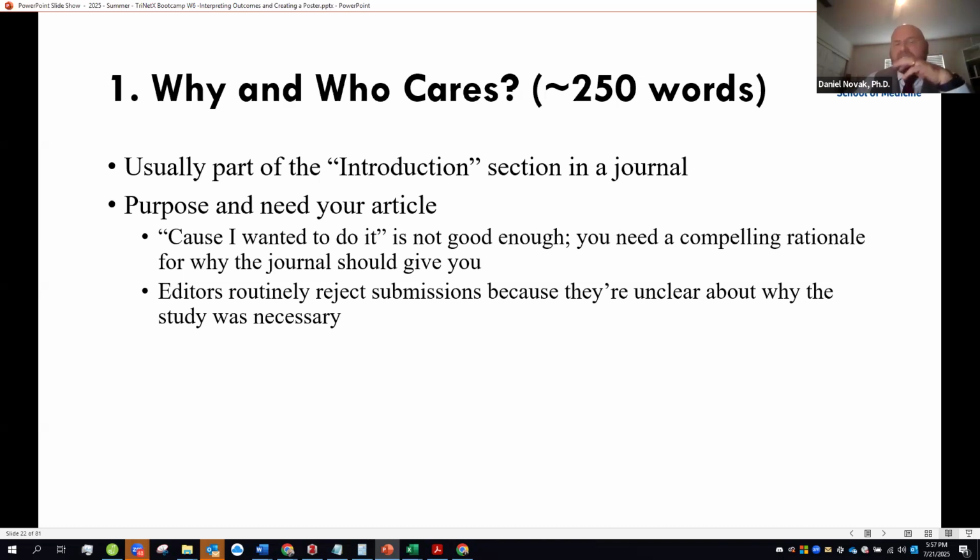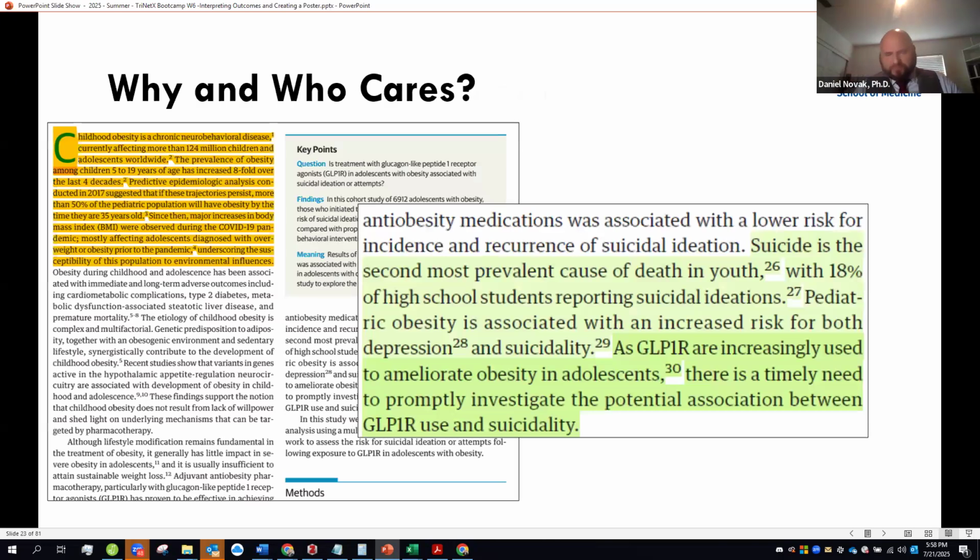Editors routinely reject submissions because they're unclear about why the study was necessary and what new is brought in by the study. This just happened with me on a paper where I was working with some students, and they did not do a good job of establishing the necessity of their study. Thus the editor said, why is this new? Why should we publish this? No, thanks. And they desk rejected it. That was a lesson for the students, to be very clear about why you're doing the study and who benefits from it and why scientific research needs your study.